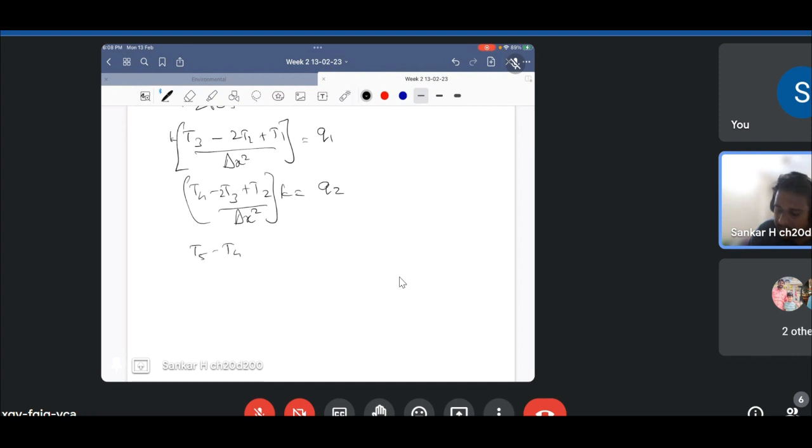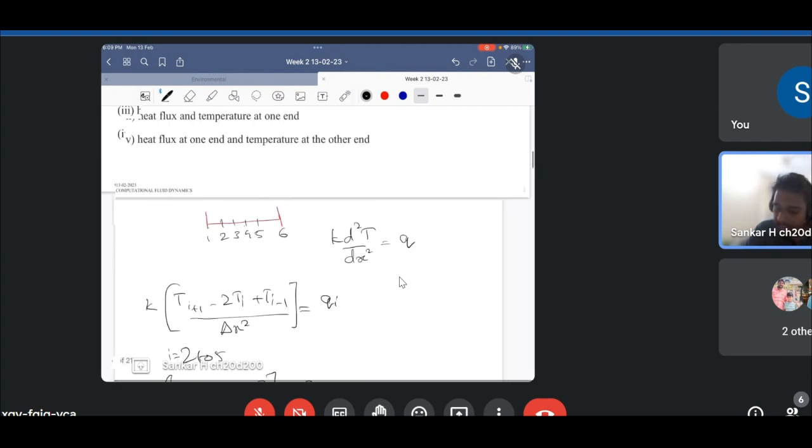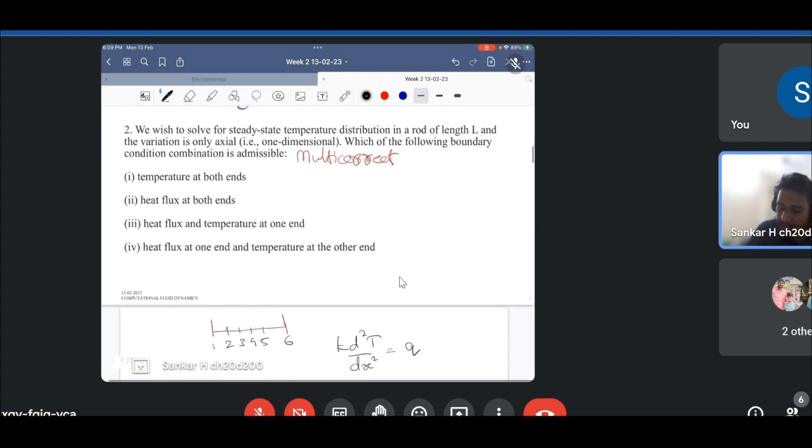T5 minus T4 plus T2 by delta x square times k should be equal to Q3, and so on. When we discretize and write this equation in such a way, we can work with a condition that has the temperature given at both ends.